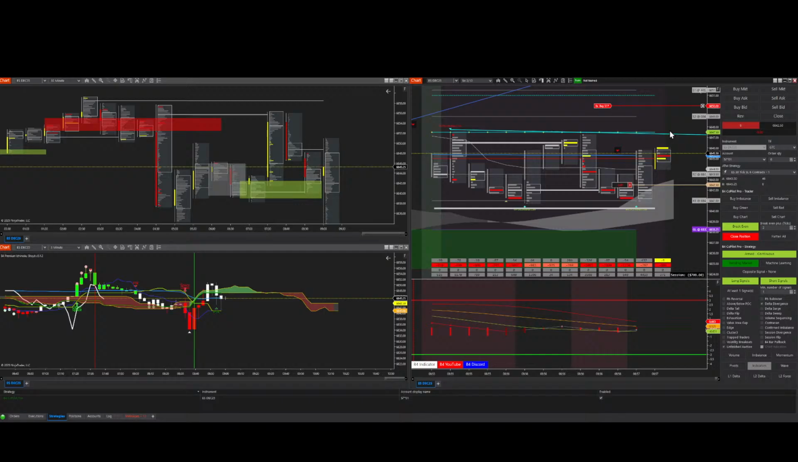Now we have plenty of room for this move to continue to the upside. I know that this is the previous high of session right here. That's one of the things here. You have your session low, session high, and session low as the session builds, marked by the CoPilot Pro for you.